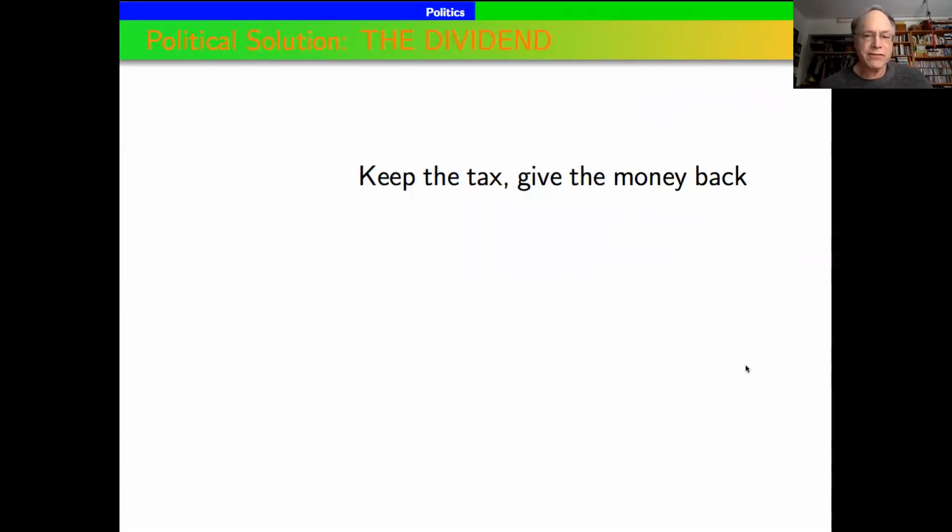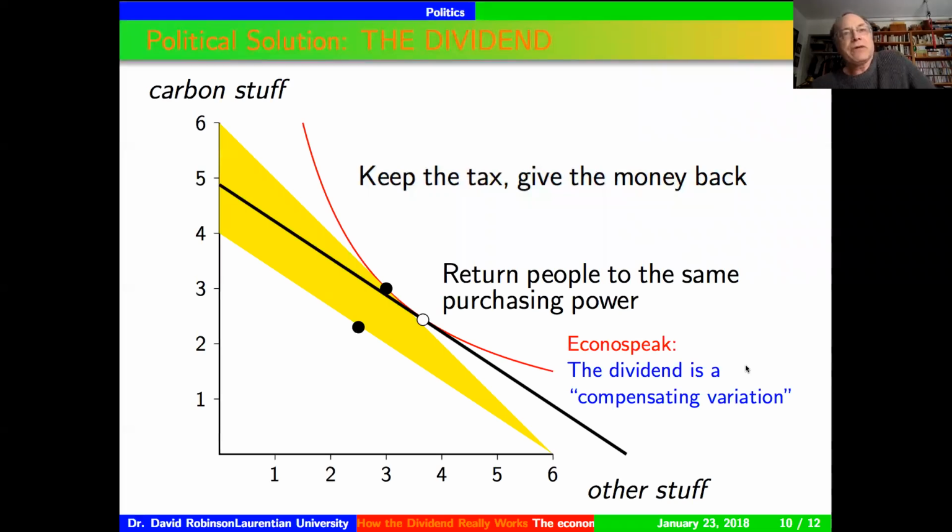The solution is the dividend that we already know about. Just keep the tax. Don't keep the tax, charge the tax. That's what I meant by keep there. It's a bad word. I've got to change that. But give the money back. And so here's what happens if you give the money back. Now the things that people can buy are bounded by that new black line. And I'm being a bit fancy by putting in what we call an indifference curve, that red curve.